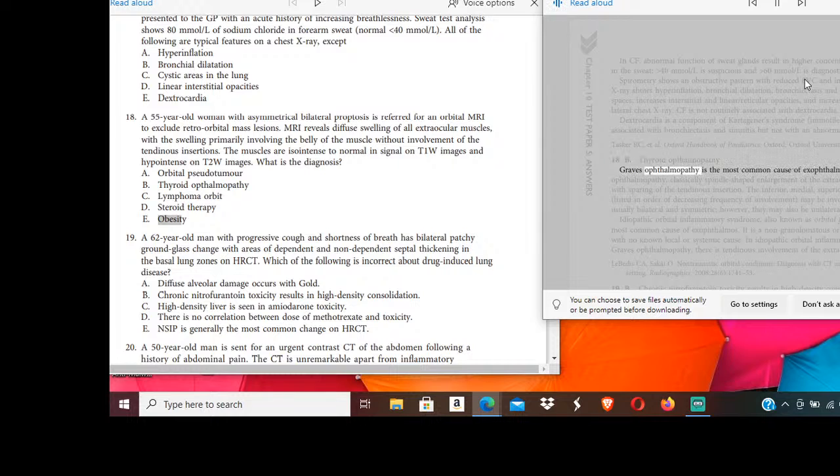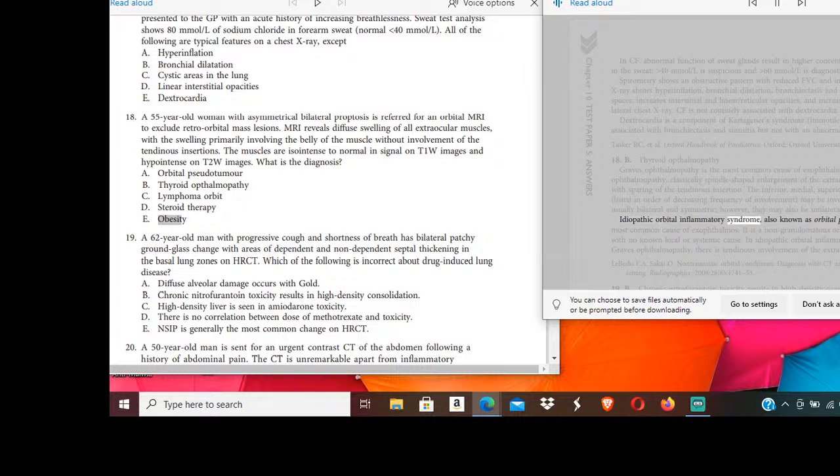18. B. Thyroid ophthalmopathy. Graves' ophthalmopathy is the most common cause of exophthalmos in adults. In Graves' ophthalmopathy, classically spindle-shaped enlargement of the extraocular muscles is observed, with sparing of the tendinous insertion. The inferior, medial, superior, and lateral rectus muscles, listed in order of decreasing frequency of involvement, may be involved. These findings are usually bilateral and symmetric, however, they may also be unilateral.